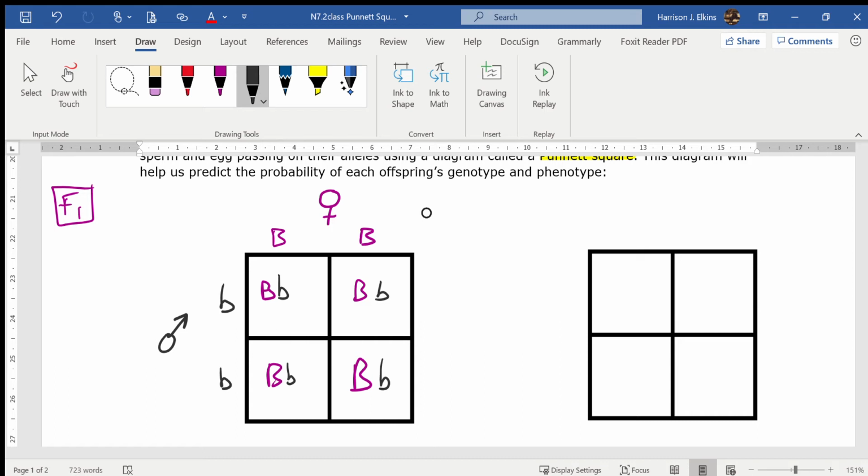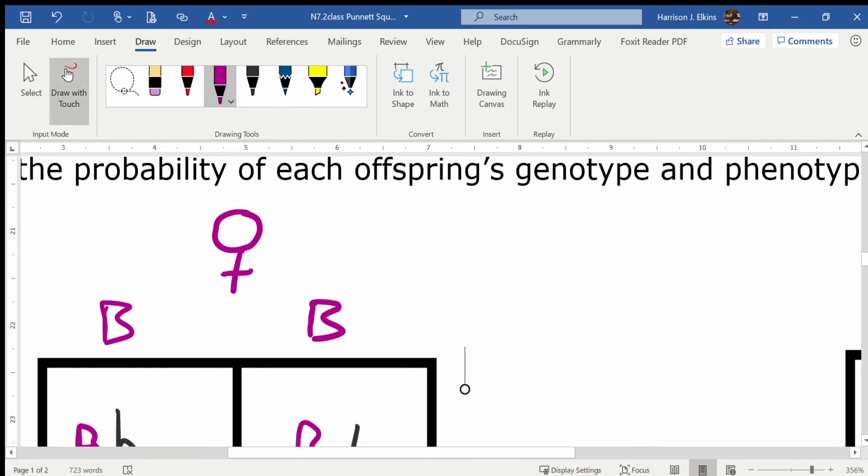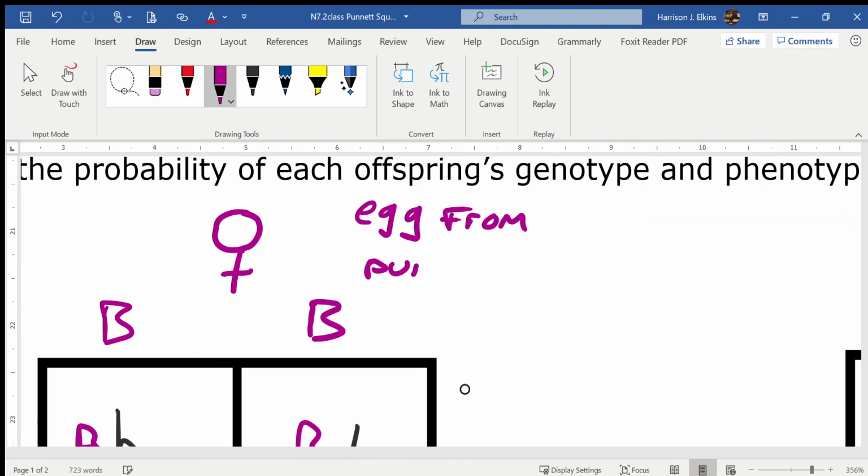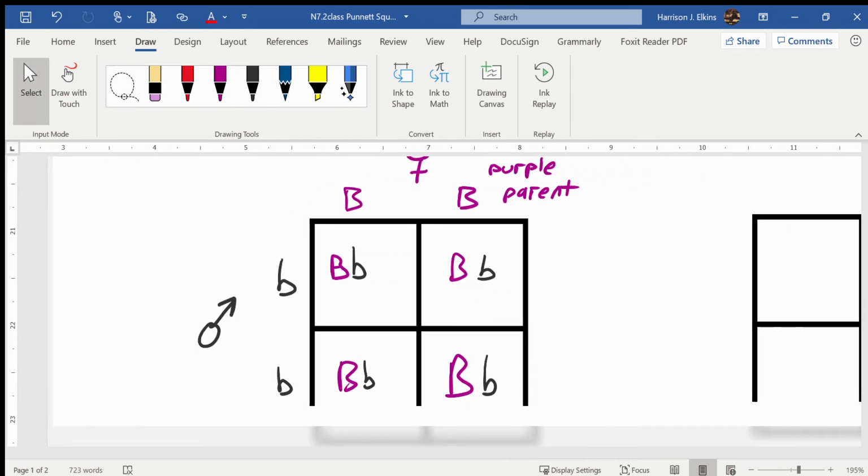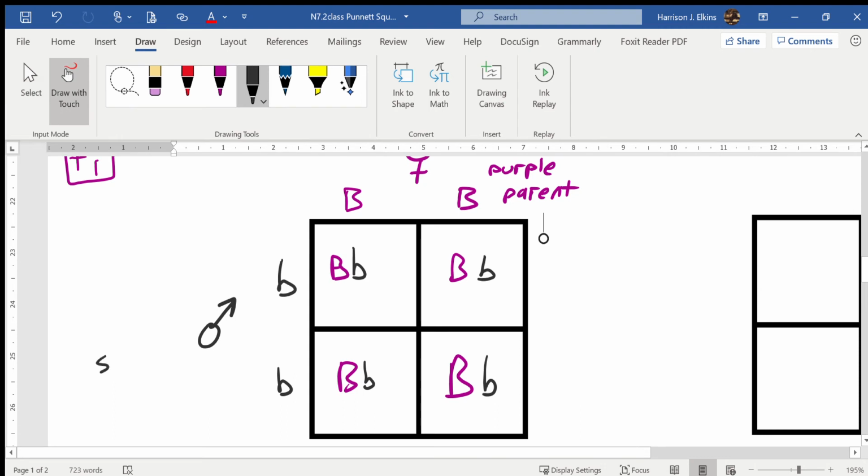So what this means is that when I have a mother, let's actually label this. Let's label the mother pea plant. We're going to say that this is the egg from the purple parent. Never thought you'd hear that word. Egg from the purple parent, and then here we've got the sperm from the white parent, or the white flower.